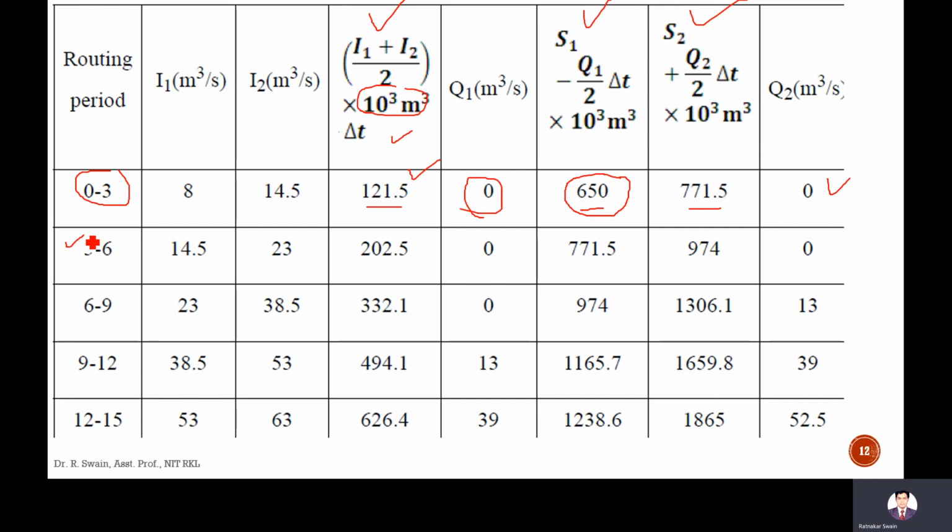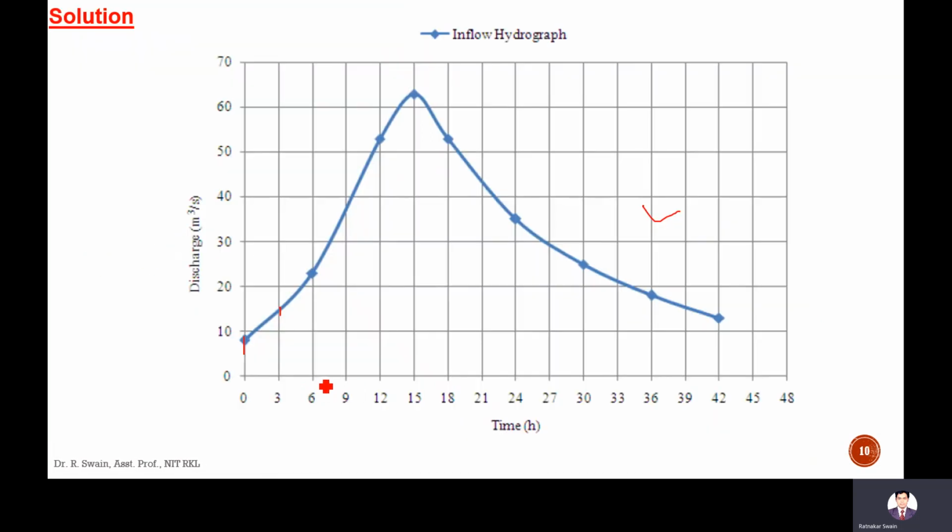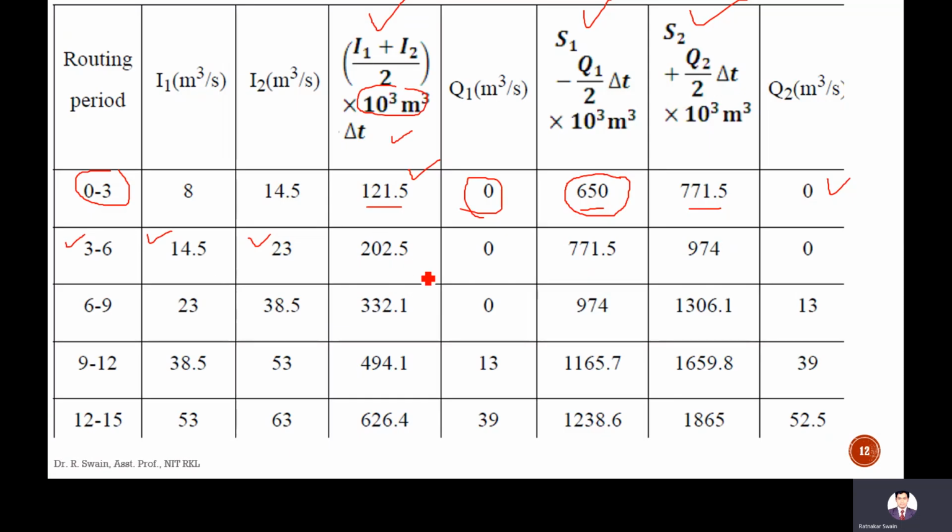But for the next time step, 3 to 6, I1 and I2 are obtained from the inflow hydrograph here. From this 3 to 6, using these two values, the average value is obtained, this one. And here the elevation, this elevation was, yes, 771.5, the S2 plus Q2 by 2 delta T. And from that elevation we start, 0 to 3, at end elevation at 3 inflow.